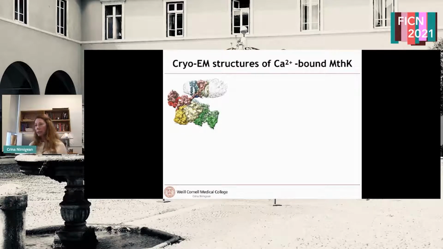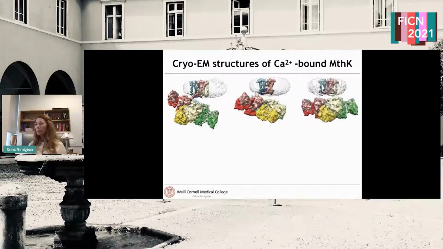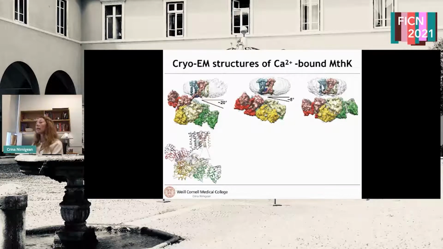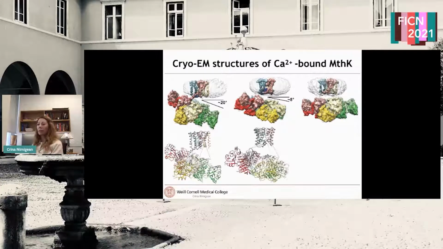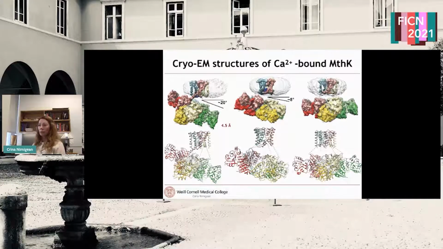And I'm showing here just 3 representative ones. These differ from each other by having different tilts of this calcium gating ring with respect to the transmembrane region. This one is the most tilted one that we found, and it's about 20 degrees. This one is 8 degrees tilt, and this one is not tilted at all. And here are the corresponding models. And the highest resolution one is actually the one that's most tilted.